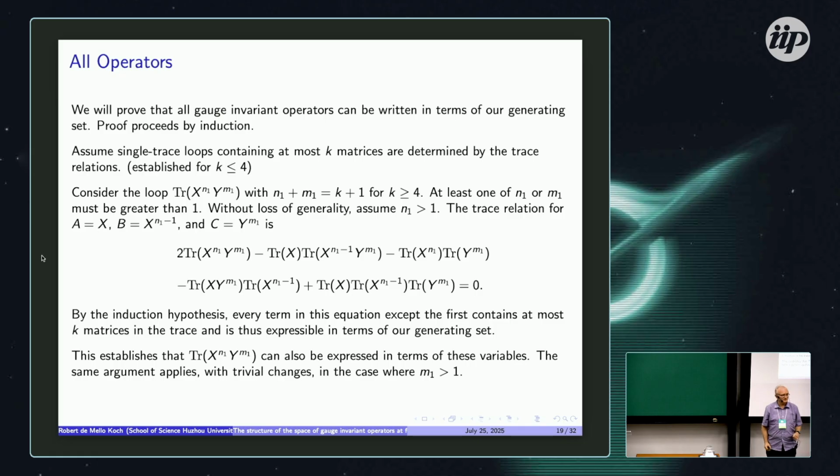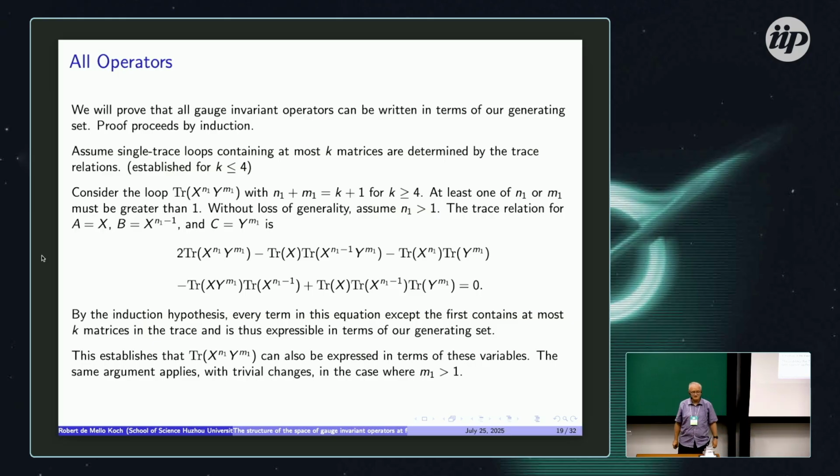And then, using the fact that k matrices inside the trace can all be written as polynomials in the primary invariants, I'm going to prove that k plus 1 matrices inside the trace can be written as polynomials in the primary invariants. Okay, so let's start off. I'm going to look at this loop, trace x to the n1, y to the m1. That's not the most general loop I could consider, but it is a loop I could consider. I'm going to set n1 plus m1 equal to k plus 1. I'm allowed to take k as 4, so n1 plus m1 is equal to 5.